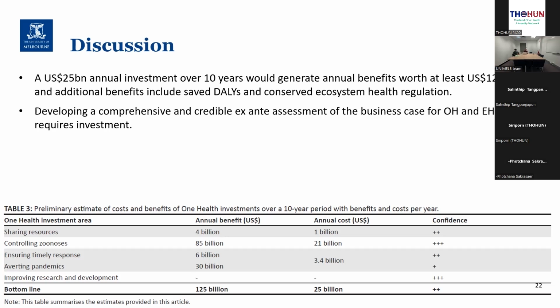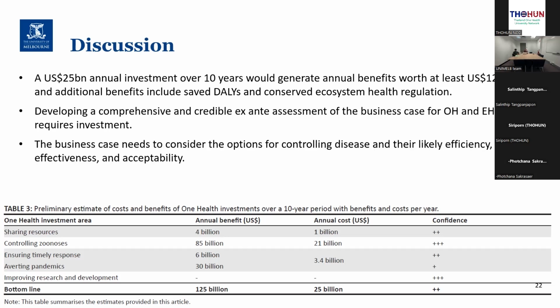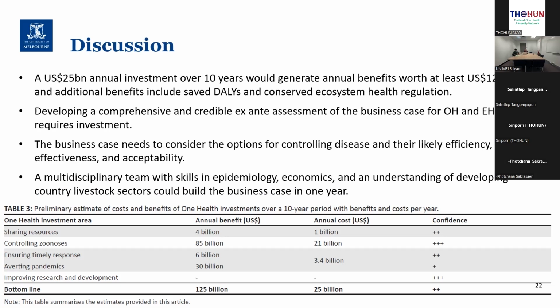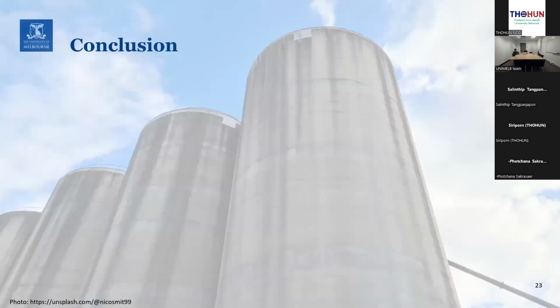So developing a comprehensive and credible ex-ante assessment of the business case for One Health and EcoHealth requires investment itself. The business case needs to consider the options for controlling disease and their likely efficiency, effectiveness, and acceptability. And this is her then promoting the idea of a multidisciplinary team with skills in epidemiology, economics, and an understanding of developing country livestock sectors, which could build the business case.